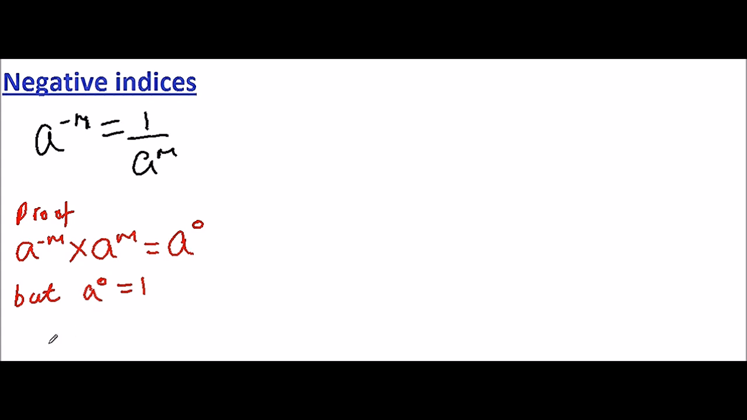So we can conclude that a to power minus m multiplied by a to power m is equal to 1, because it is the same as a to power 0. Therefore, we can write a to power minus m, dividing both sides by a to power m, as 1 over a to power m. So that is a negative index.